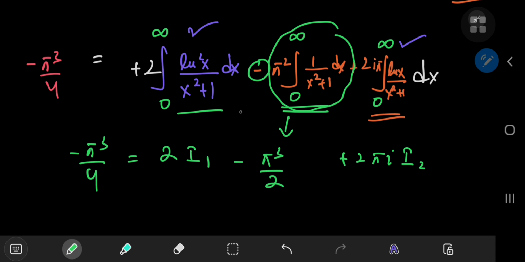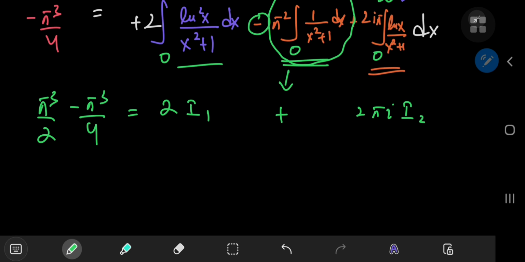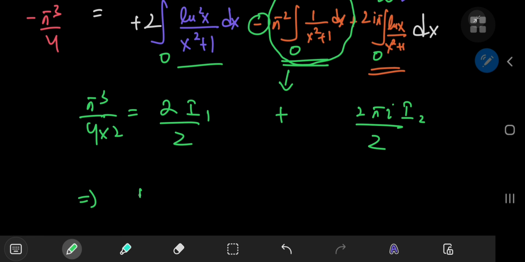And we can add this to both sides, correct? So in case we decide to do that, we have pi cubed by 2 minus pi cubed by 4, which is of course pi cubed by 4 anyway. And we can also divide both sides by 2. So this implies that I1 plus pi times I2 equals pi cubed by 8.